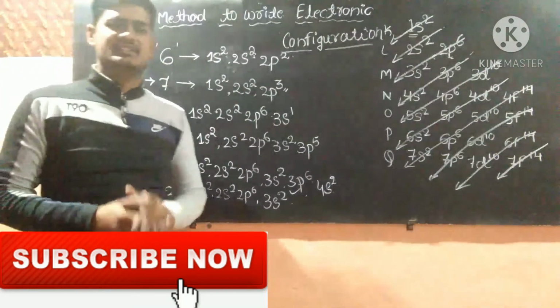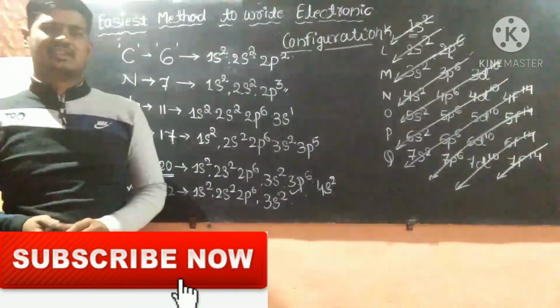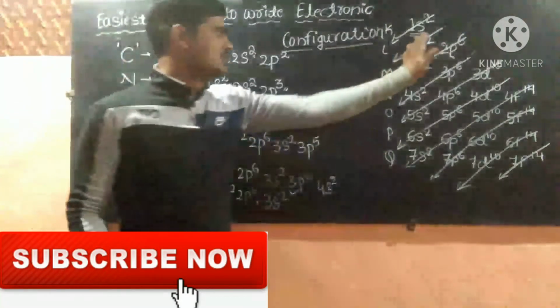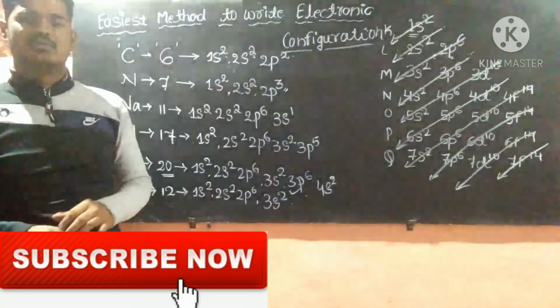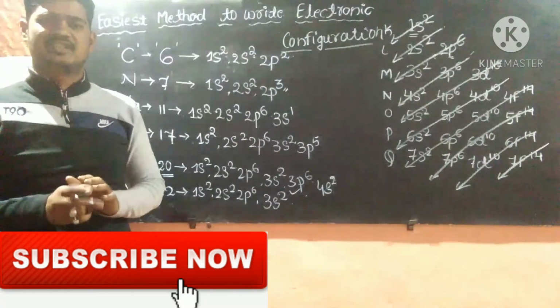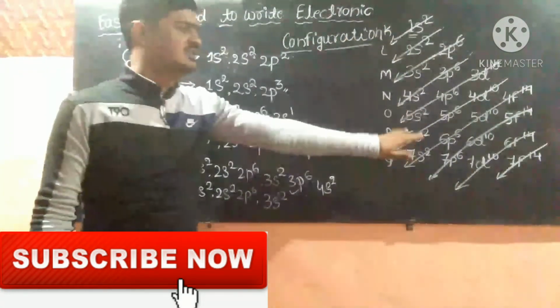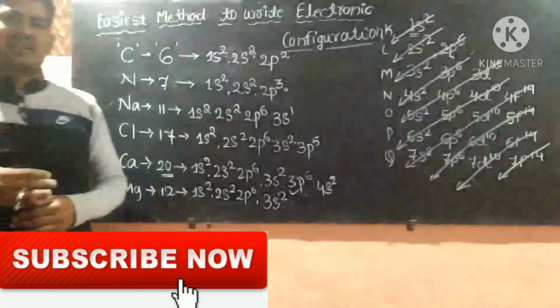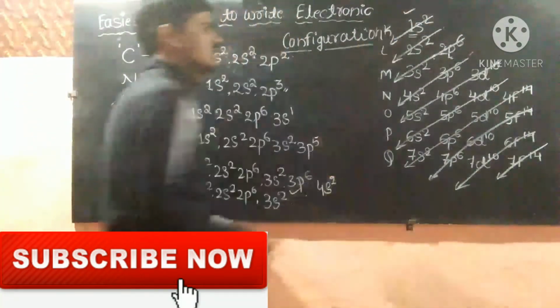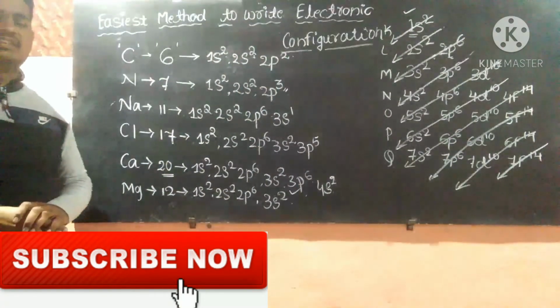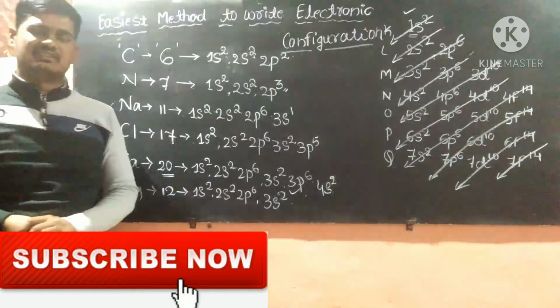This is the easiest method to write the electronic configuration. For beginners, we have to remember this chart. If you are writing the electronic configuration for the first time, you have to remember this chart. Once you practice, you will become able to easily write the electronic configuration without referring to this chart.